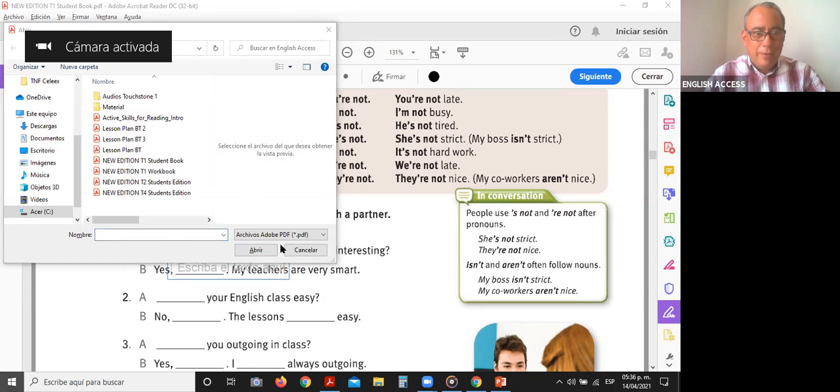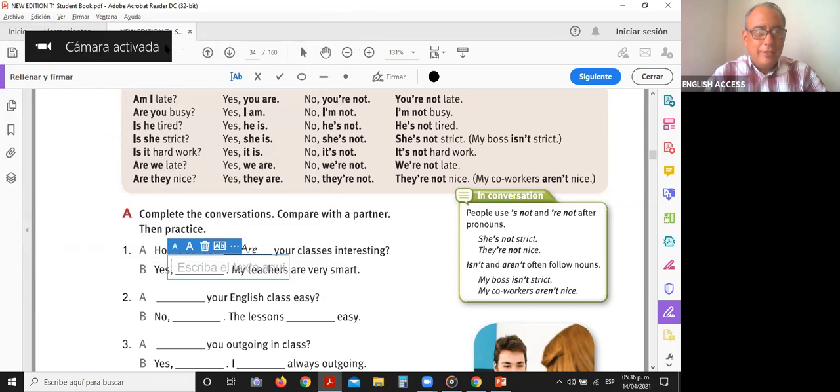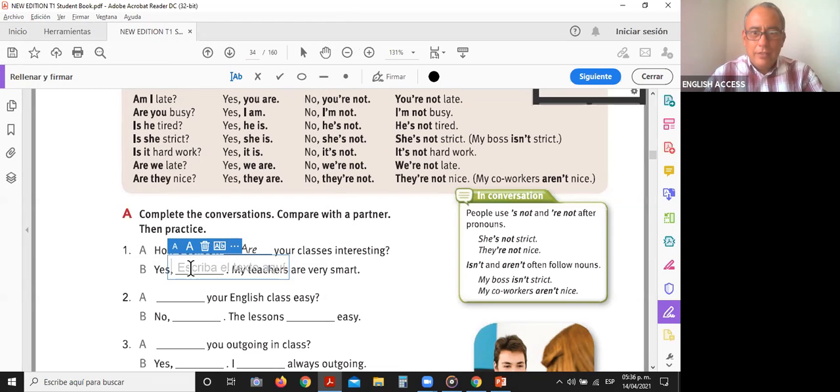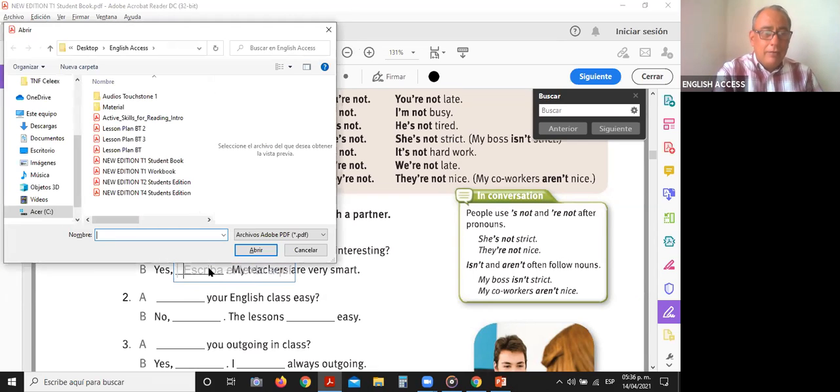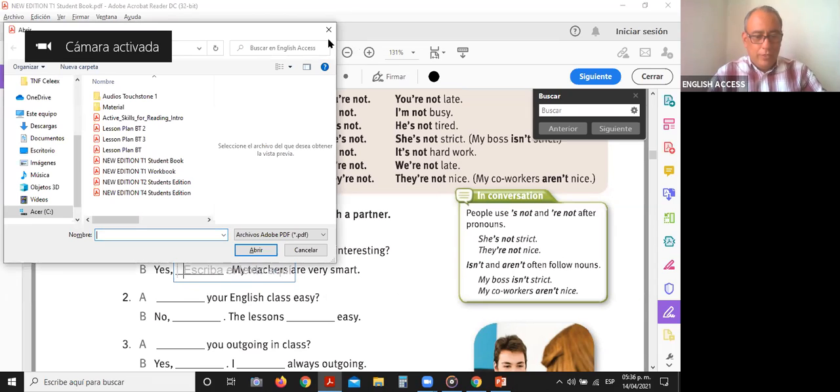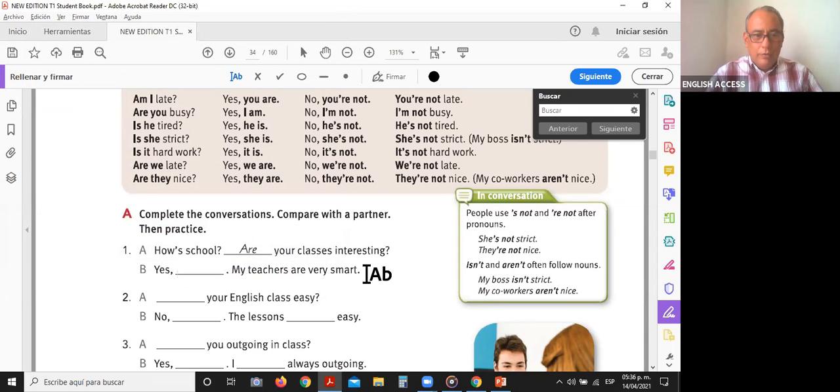I don't know what's happening with my computer. It's getting crazy. I cannot type anything right now. So the answer is yes, they are. I don't know what's going on with the computer right now. Okay, we can move on.